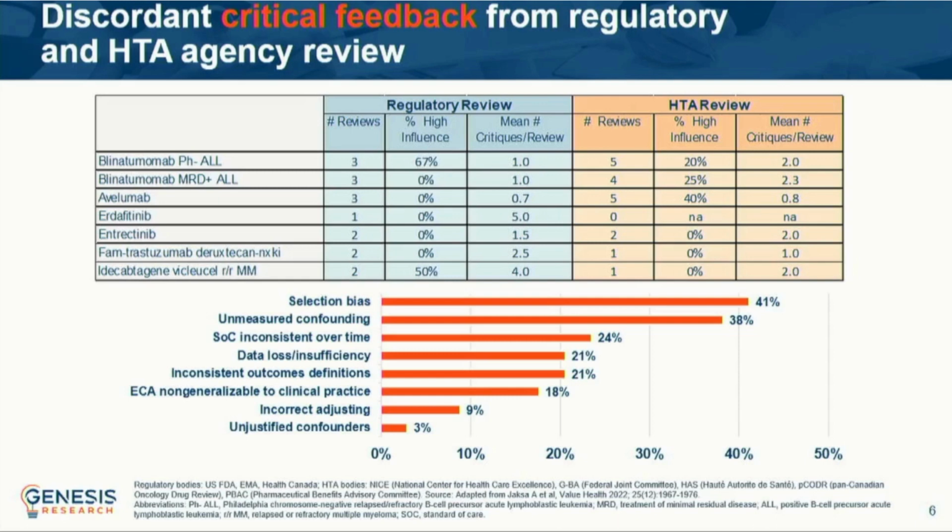And this review is particularly informative because they assessed the types of critiques that were given by regulatory and HTA agencies, the number of criticisms or the level of criticisms that each of these studies received, but they also assessed the level of influence that the ECA evidence ultimately had on the regulatory or the HTA agency's ultimate decision. So one of the key takeaways here is that there's a lot of inconsistency between HTA and regulatory bodies, between specific regulatory and HTA bodies, related to specific methodological concerns identified within the same submissions.